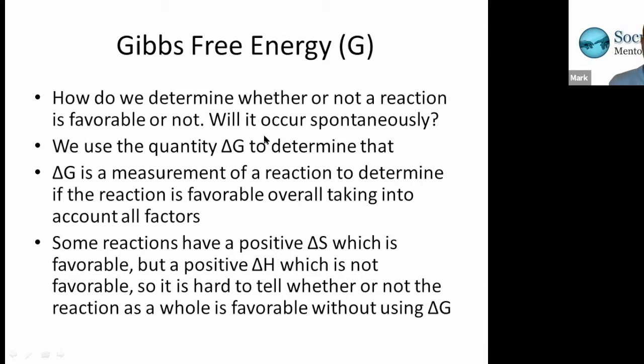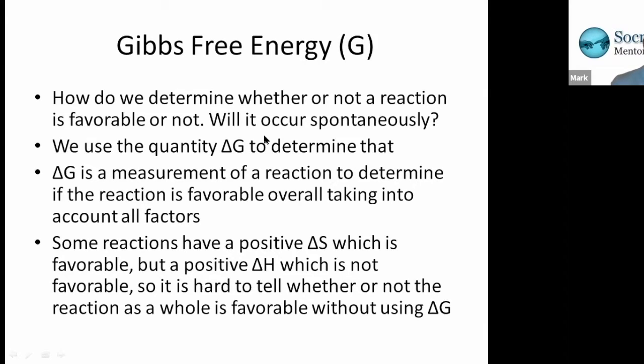But what if it's conflicting? What if it's entropically favored, but in enthalpy it's not favored, right? How would we know that? Well, we use this quantity delta G to determine that, and delta G is the change in Gibbs free energy. Delta G is a measurement of a reaction to determine if the reaction is favorable overall, taking into account all factors as I mentioned. Some reactions have positive delta S, which is favorable, but a positive delta H, which is not favorable. So it's hard to tell whether or not the reaction as a whole is favorable without using delta G. And this may be a small point of confusion.